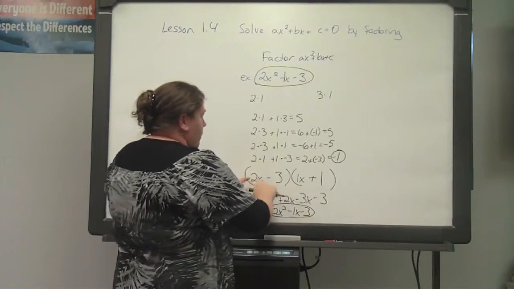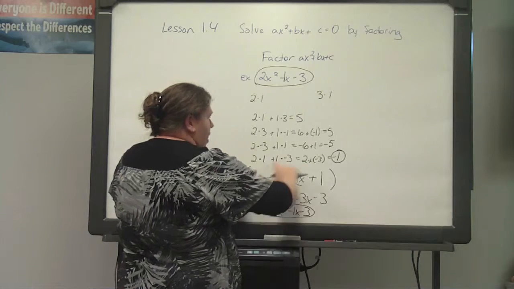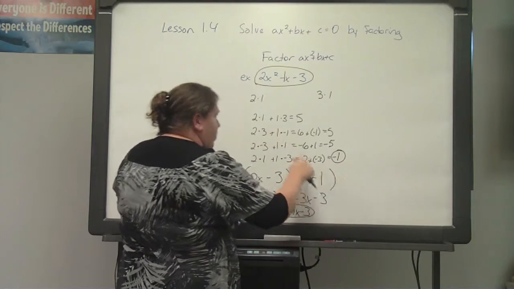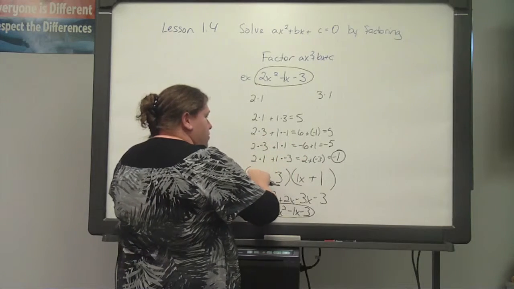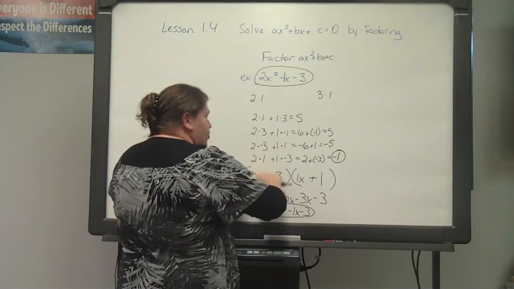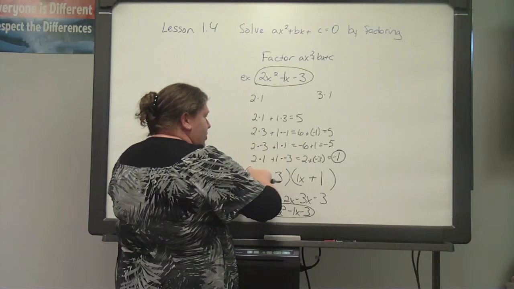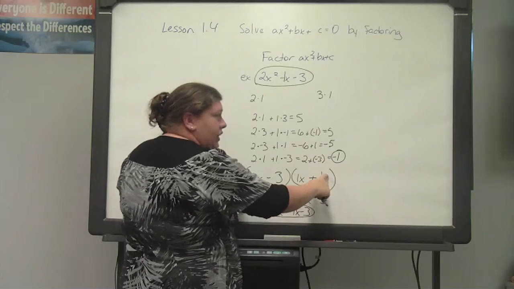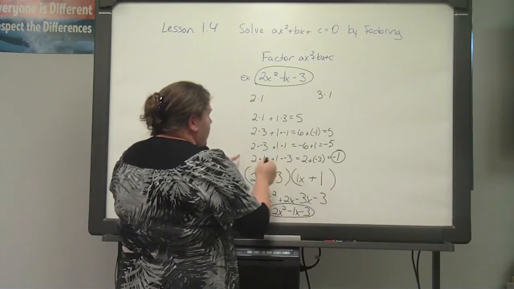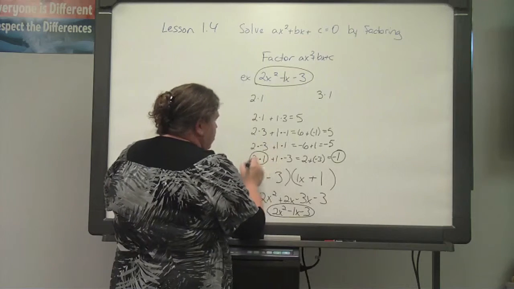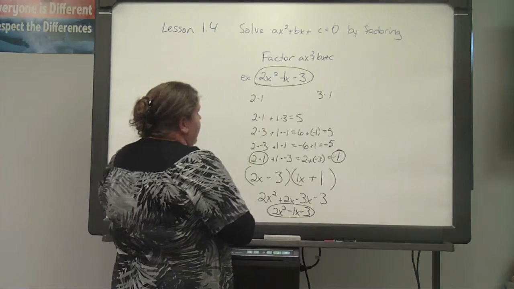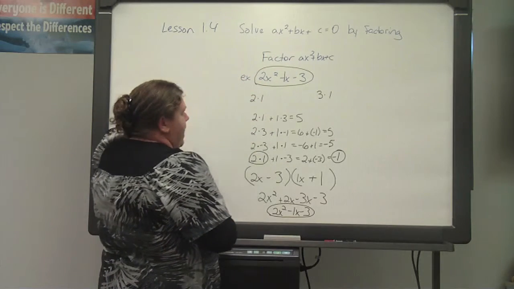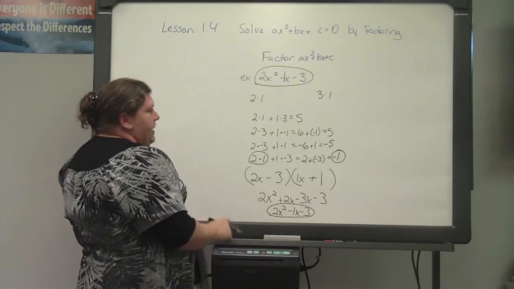The reason why you put them in opposite parentheses is because when you are FOILing, you have to remember that the first number of the first parentheses has to be multiplied by the first and the last number in the second parentheses. The last number is where we got this 2 times 1 from. And that is how you factor when you have an a with your ax squared plus bx plus c when a is greater than 1.